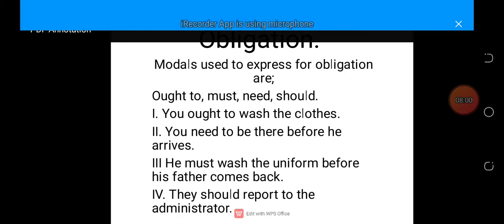Three, he must wash the uniform before his father comes back. Four, they should report to the administrator. So you owe that obligation to report to the administrator or to the head. Very good.